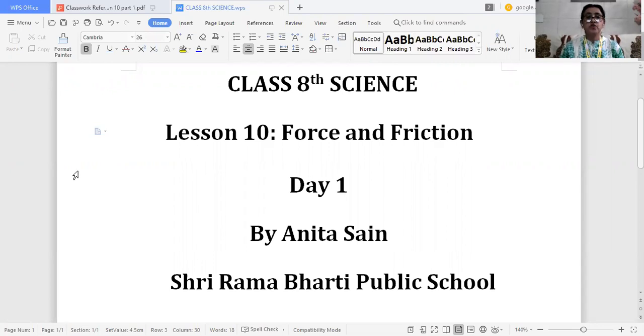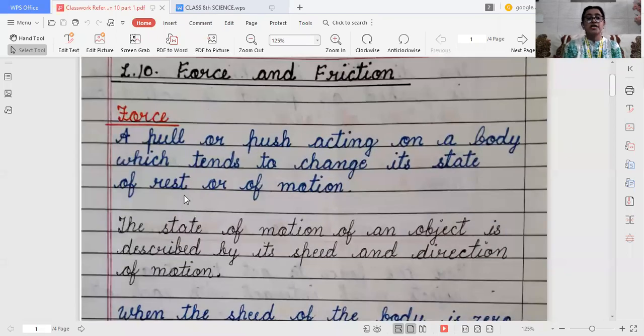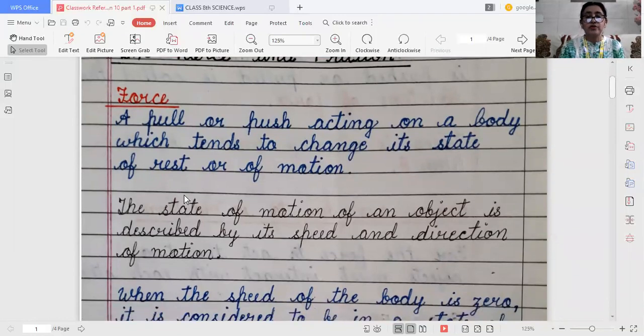Today I will explain a few topics from the chapter Force and Friction. So let's start. Force. Now what is force? Force is a pull or push. A pull or push which acts on a body and which tends to change its state of rest or motion, that is known as force.